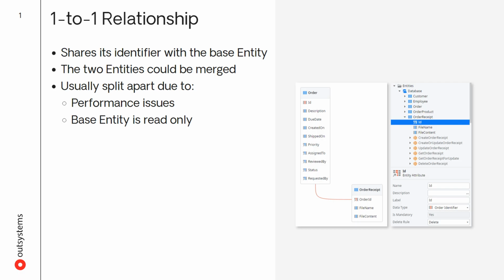Another scenario could be when the base entity is read-only, and we cannot change it. So, whenever it would make sense to add extra information to that entity, creating an extension entity would be the best and easiest way to do that. And this is how we can define one-to-one relationships in OutSystems Developer Cloud.